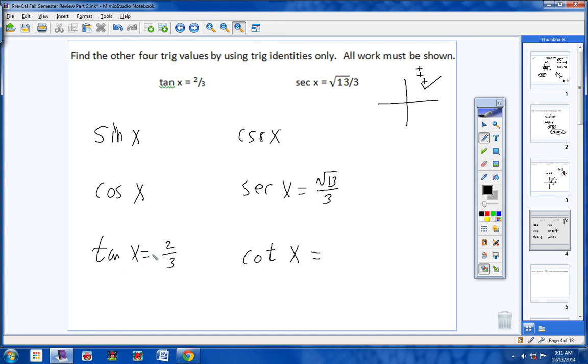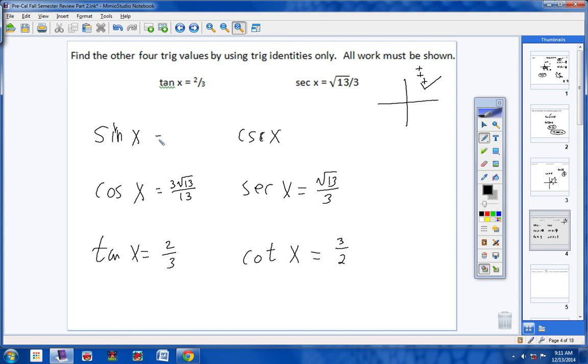Now, real quick, if tangent is 2/3, then cotangent is 3/2. Piece of cake. Now, if secant is square root of 13/3, then cosine would be 3 over square root of 13. We got to rationalize that. So we would get 3 square root of 13 over 13. Okay, so there we go. Not too bad, moving right along.